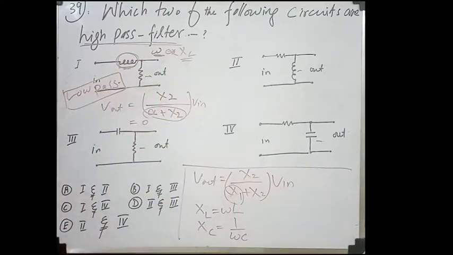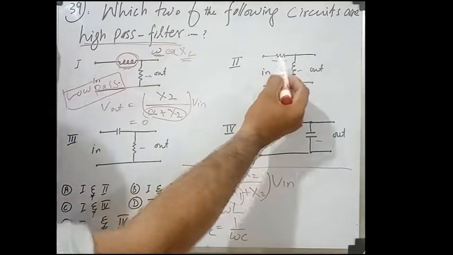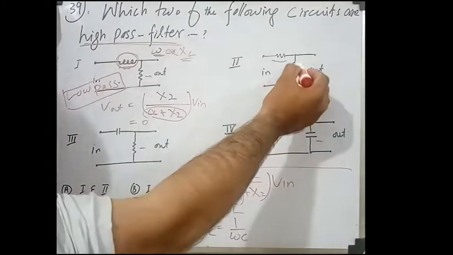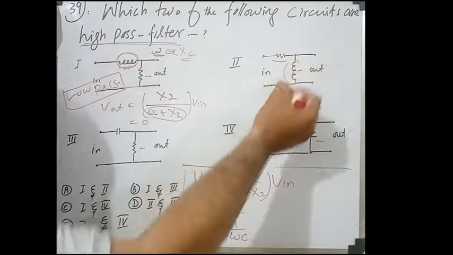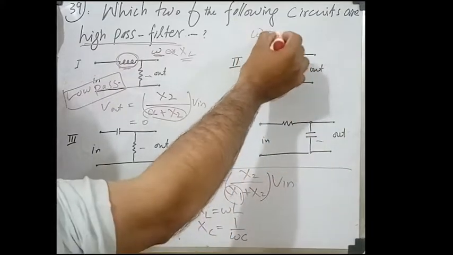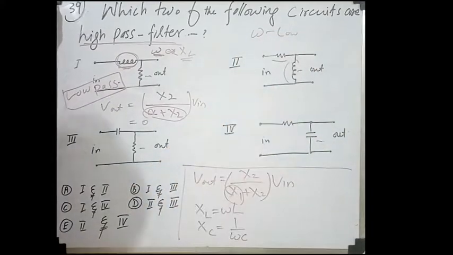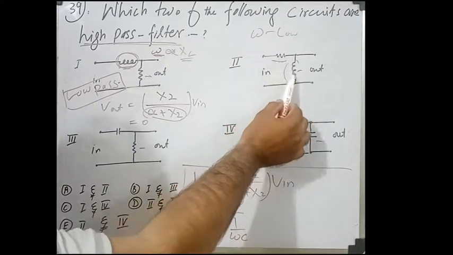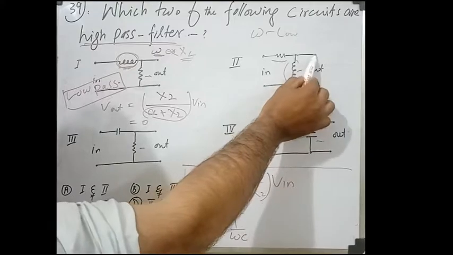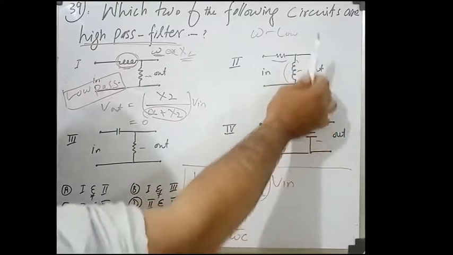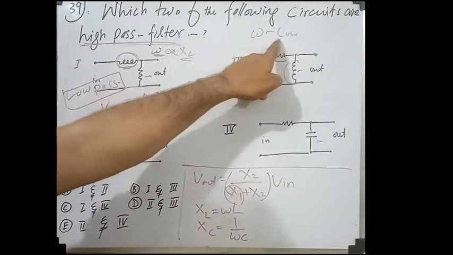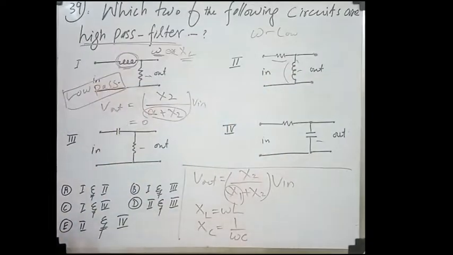And in the second option, this is a resistance which is independent of frequency, and this is an inductor which is dependent on frequency. If we have low frequency, then it has a low value, so the voltage will come out this way. So there will be no voltage at these 2 points. This will be a short for low frequency, so this will stop low frequency voltage.